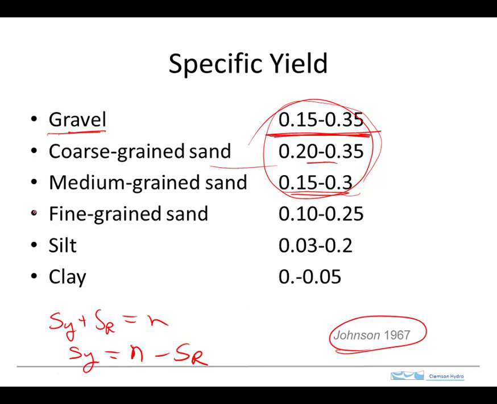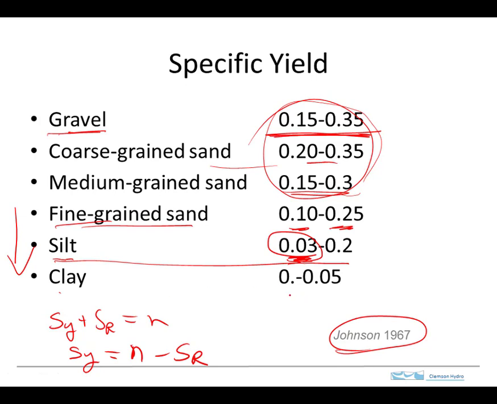Now, as we start to get finer though, fine grained sand, silt, and clays, what we see is that for fine grained sand, the high end is still about the same, but the low end is decreasing. And then when we go to silt, the specific yield can be really quite low, 0.03, even though the porosity for a silt could be 0.2, 0.3 perhaps, but the specific yield is quite low because you have more water retained in the silt during gravity drainage.